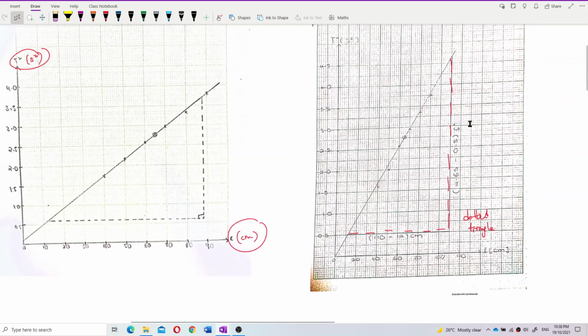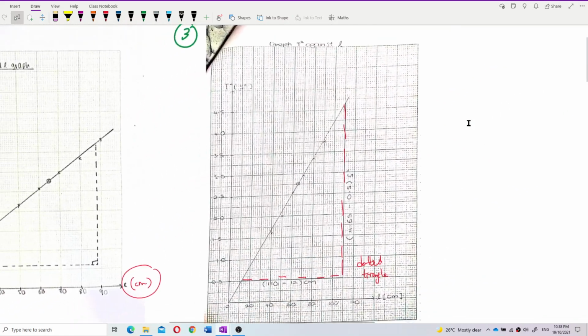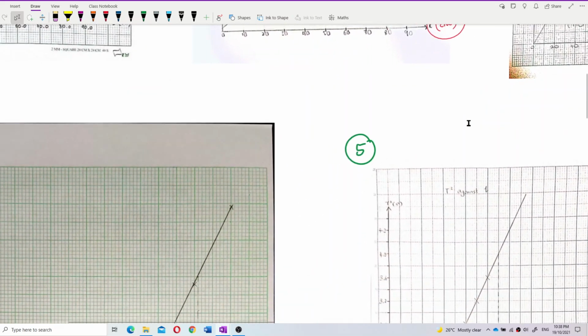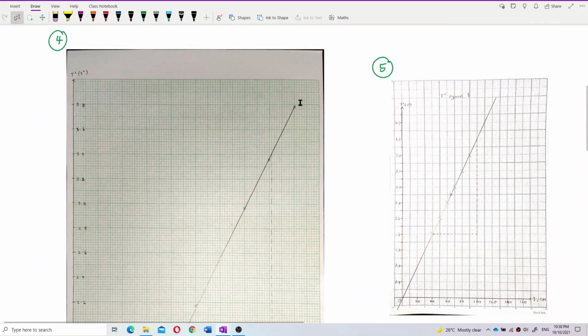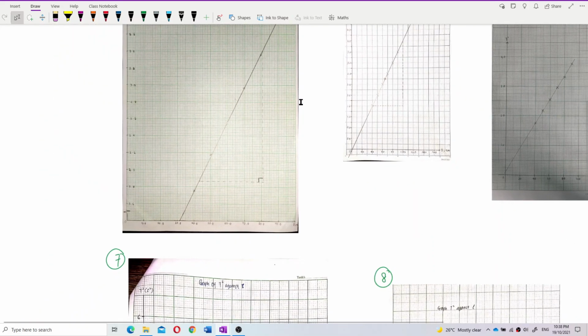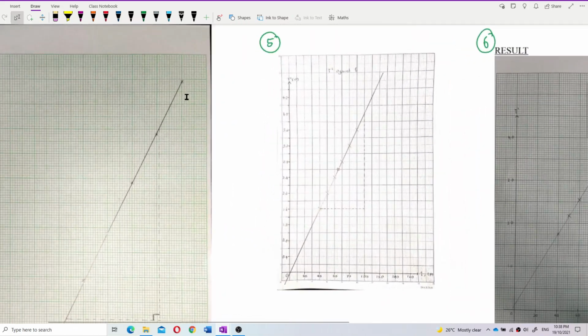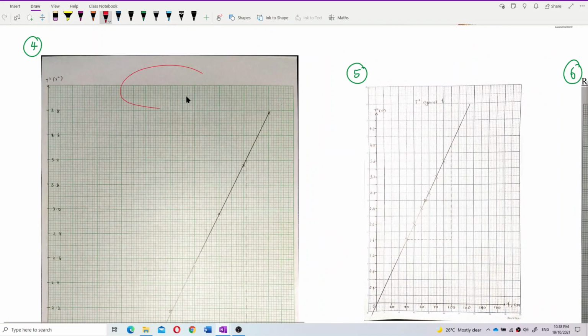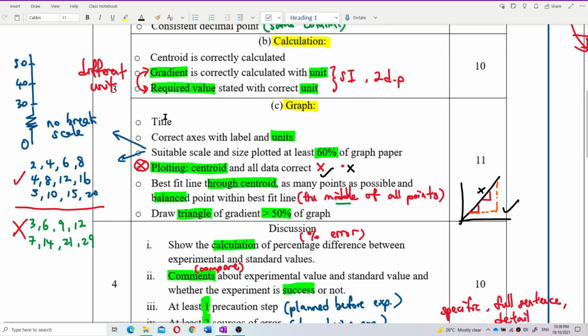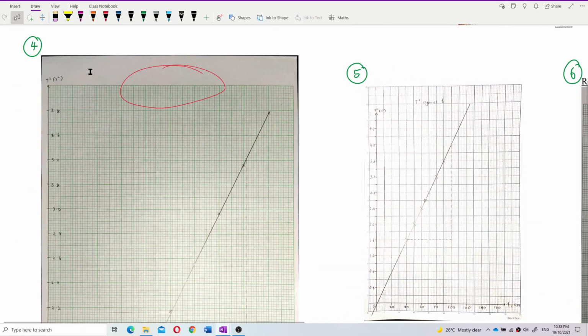Okay. The next. Okay, the next person. This person, what's the mistake? No title. How come there is no title? You must have a title. The graph must have a title. Why no title?